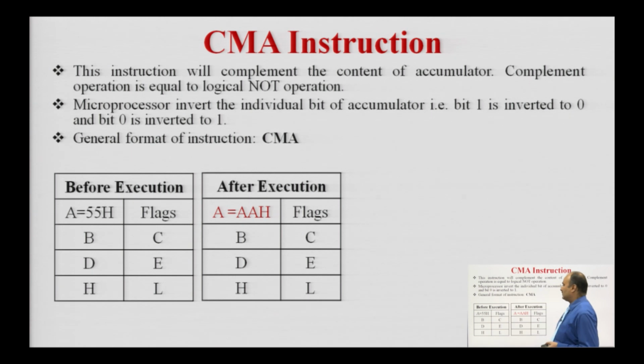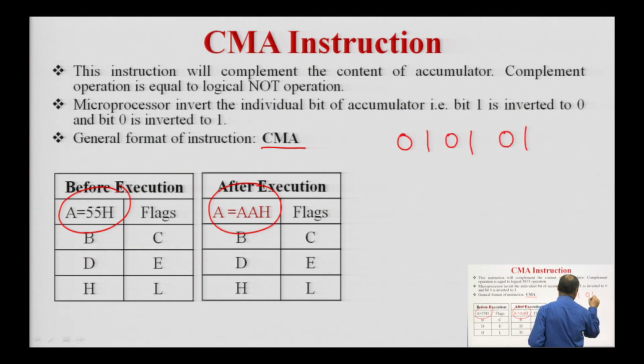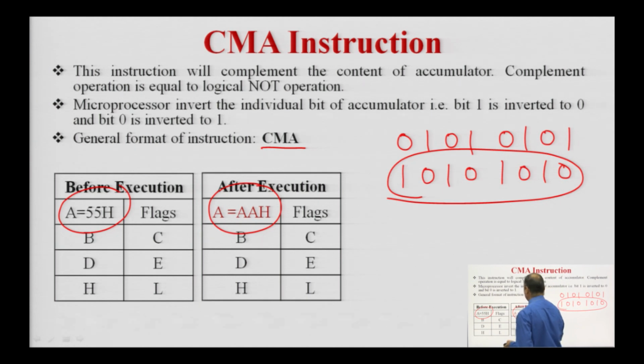So, it will invert the 0 bit by 1 bit and 1 bit by 0. The general format of this instruction is the CMA instruction. Before the execution of this CMA instruction, the content of the accumulator is 55H, and after the execution of this instruction it becomes AAH. Here 0101 is inverted, so it becomes 1010 1010. This is the result of the operation, which is stored back into the accumulator. So, this is the meaning of this CMA instruction.